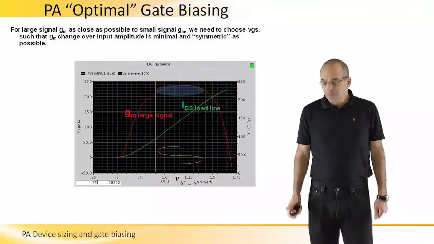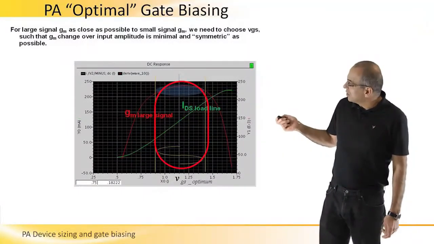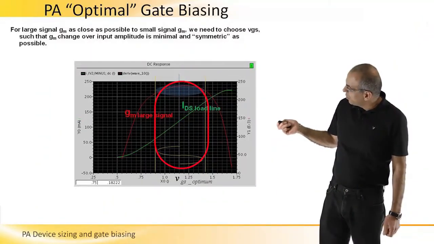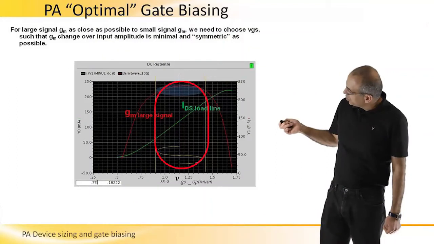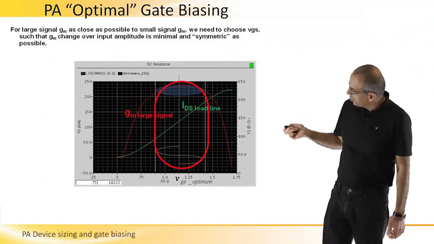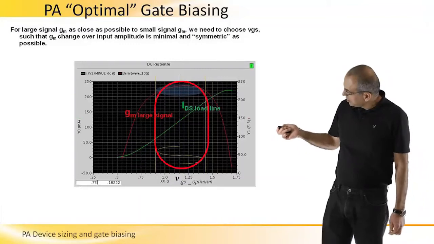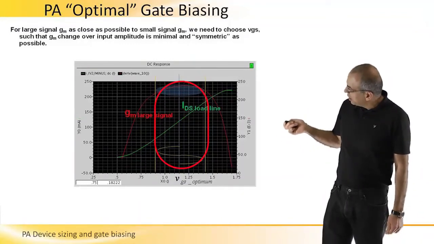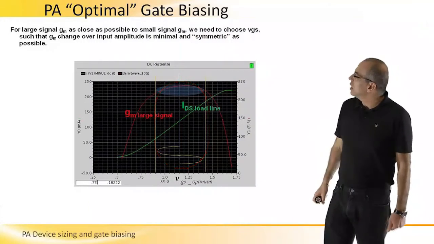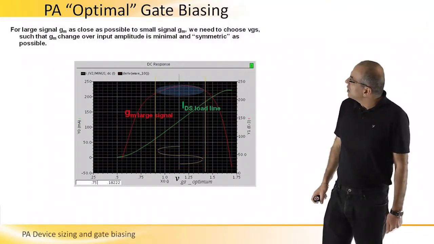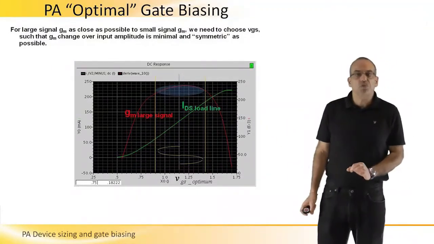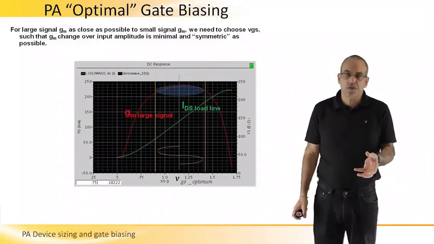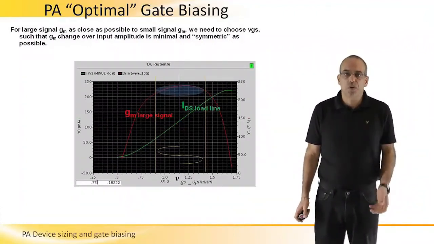Optimal gate bias will be the range where GM is relatively constant, so it will be in the middle of this range, or will be chosen such that this range will be as symmetric as possible. So we have sinusoidal VGS input around this VGS DC voltage. And this will be the operation point we will choose for linear behavior of our PA.